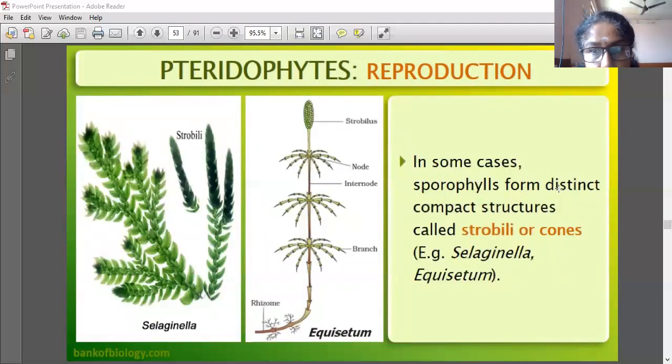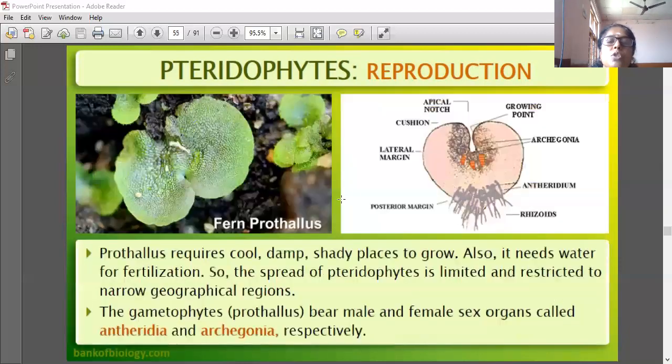In some cases, sporophylls form distinct compact structures called strobilae or cones. These are strobilae, cone-shaped structures. Examples are Selaginella and Equisetum. Strobilus is singular and strobilae is plural. If there are many, it is plural, strobilae; if only one, then strobilus.